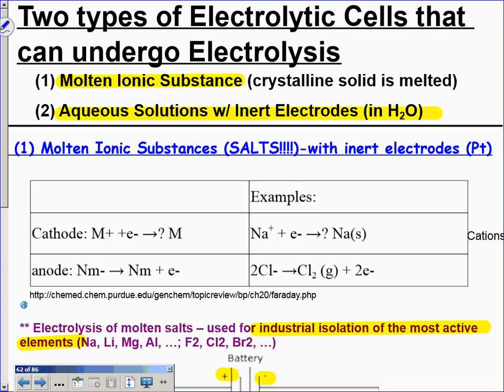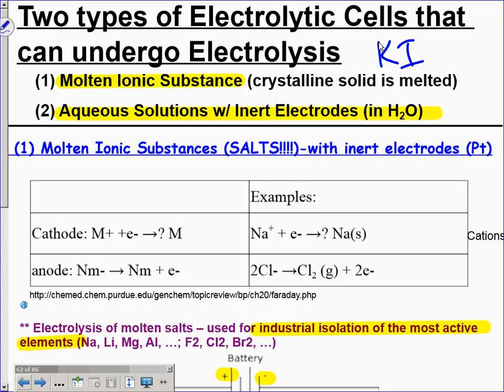So if we have a molten salt, give me an example of a molten salt. Do not say sodium chloride. Get creative. Whenever you're ready. Anything ionic. Okay, potassium. Don't say chloride. Iodide. Fantastic, guys. Something other than sodium chloride is on the board already.